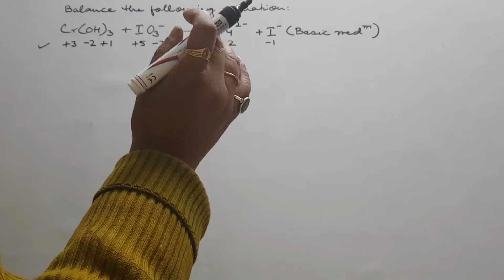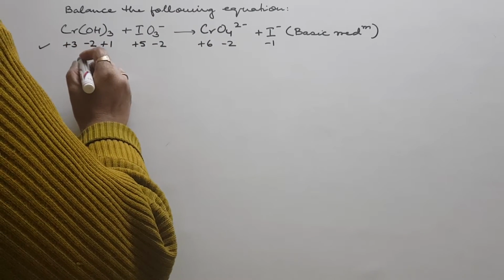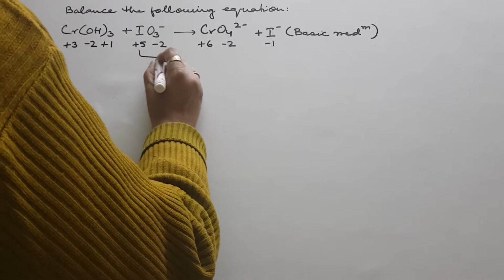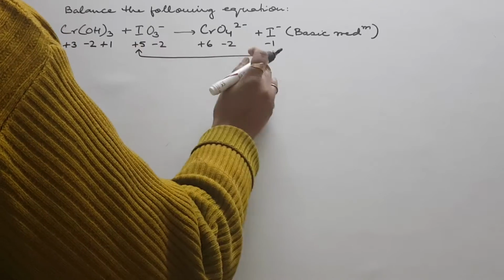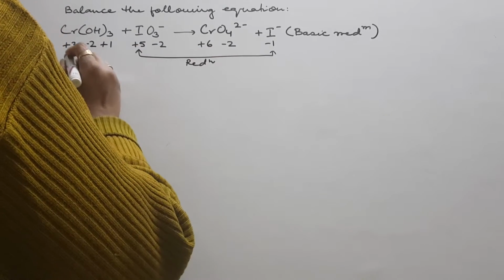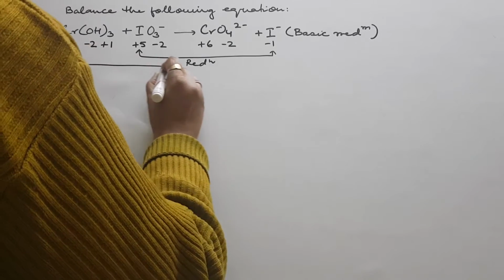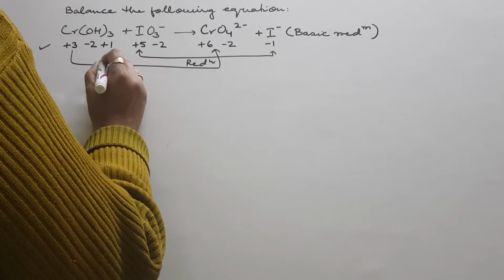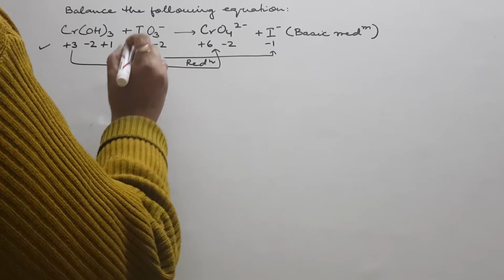Now my next step is I will write two half reactions. So how can I see this? I from here to here has gone from plus 5 to minus 1. So it is reduction. And Cr from plus 3 goes to plus 6, and this is oxidation. So I could sort out two half reactions.